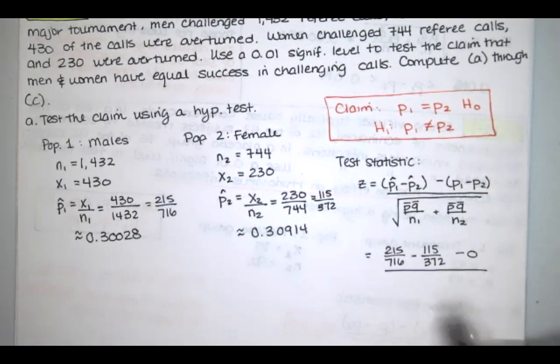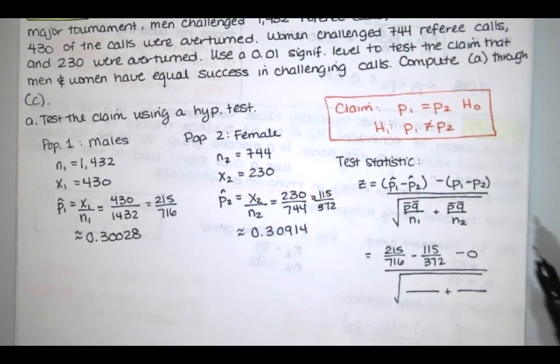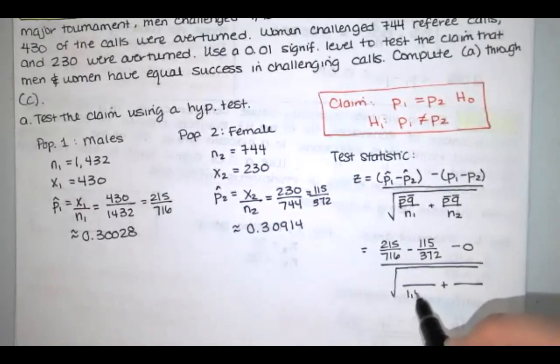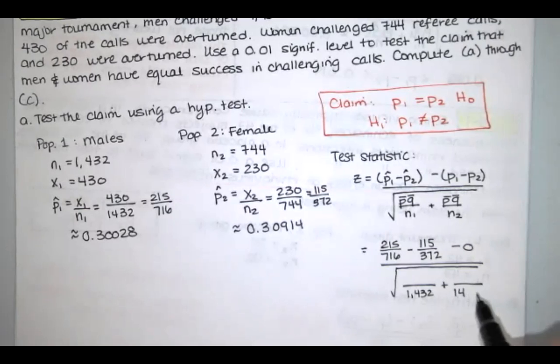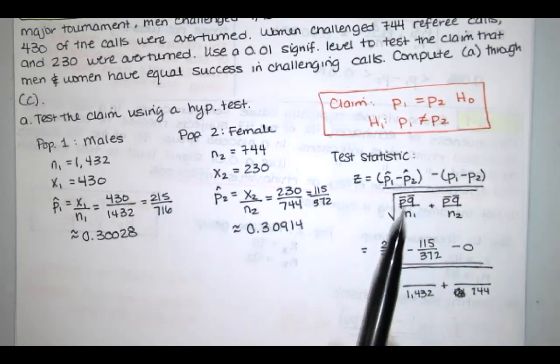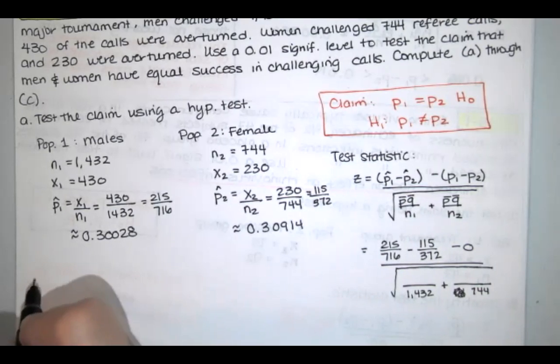And then we want this expression in the denominator as an estimate of the standard deviation of that sampling distribution of P1 hat minus P2 hat. So N1 is the sample size for our first population, which was that 1,432. And then the second population had a sample size of 744, so that goes here. But we need P bar and Q bar, where P bar is the pooled sample proportion.